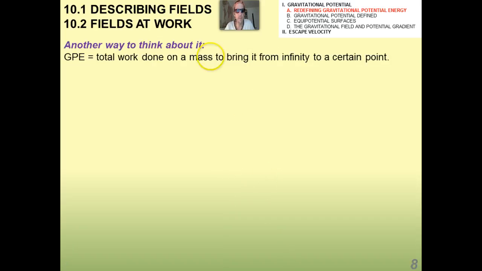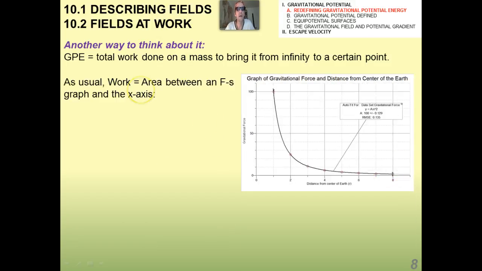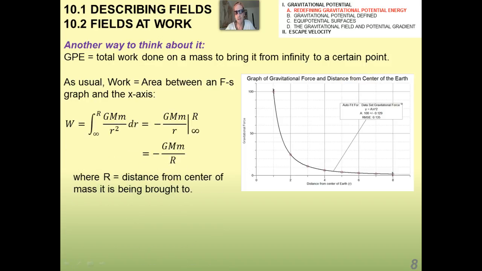Okay? All right. Another way to think about it: GPE is the total work done on a mass to bring it from infinity to a certain point. Now, as usual, work is the area between a force-displacement graph and the x-axis. Now, we've talked a little bit in class about calculus. We'll do this again if you guys need it.